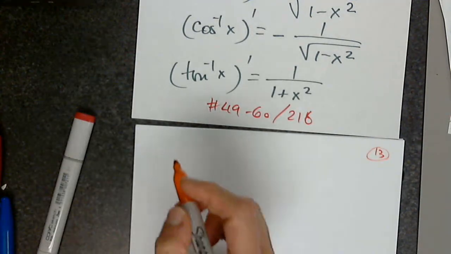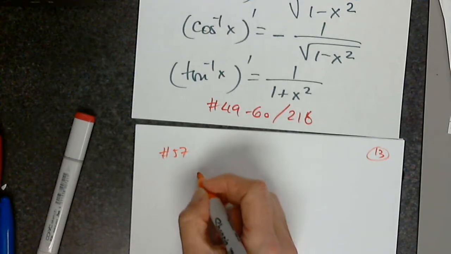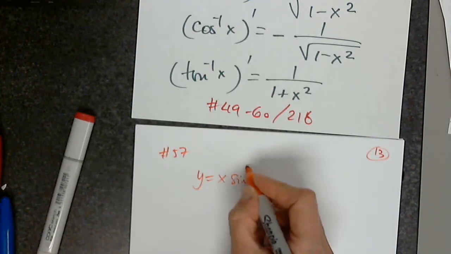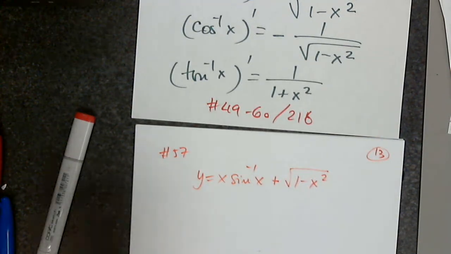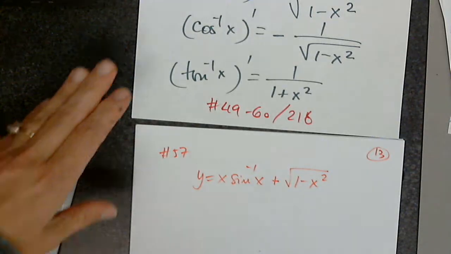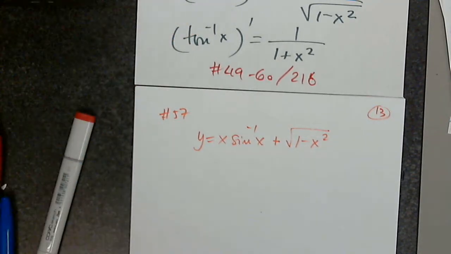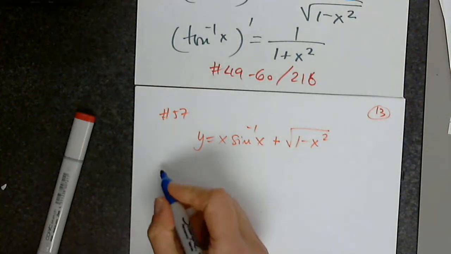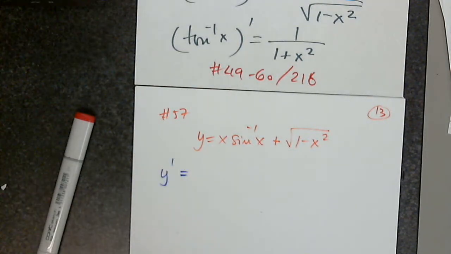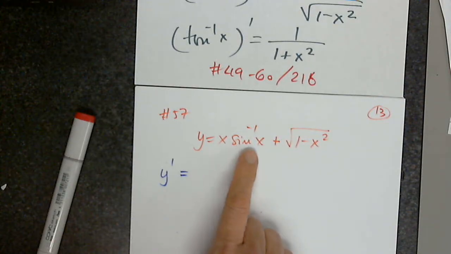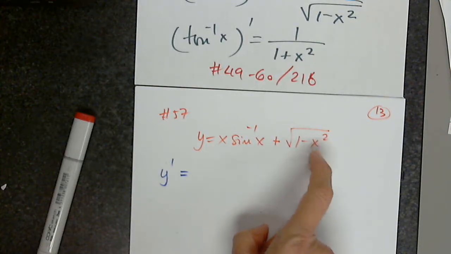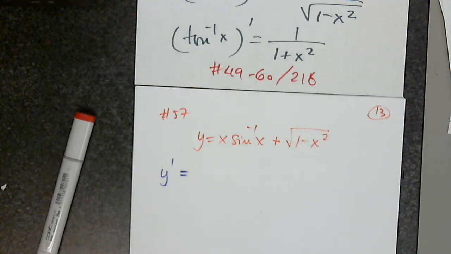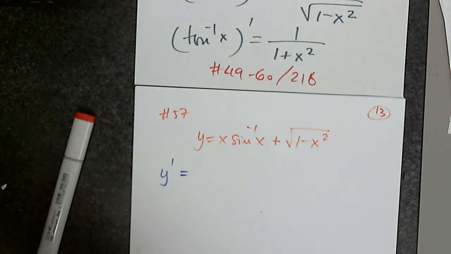In 57 we have y equals x sine inverse x plus the square root of 1 minus x squared. Good. So y prime. Can anyone dictate? Remember, this is a product, and remember this is a square root of a function, not of a variable. Square root of a function, so I have to use the quotient rule combined with the power rule. What will you tell me to write?